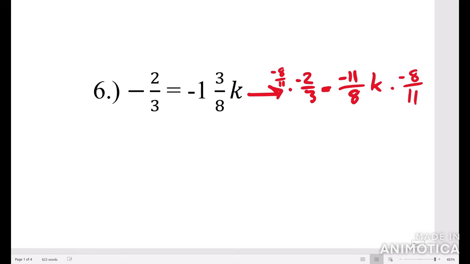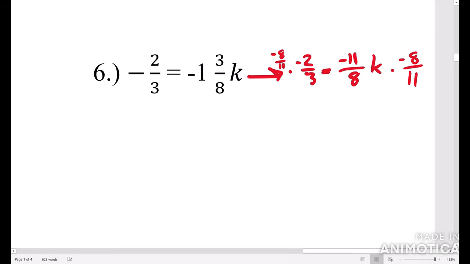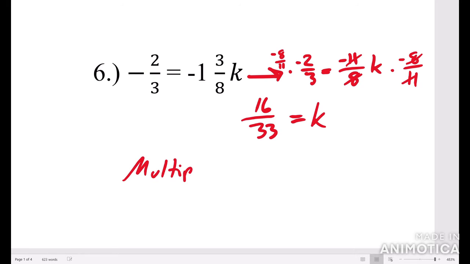And on the left side, negative 8 times negative 2 is positive 16. And 11 times 3 is 33. So I have 16 over 33. And that's going to be equal to, the 8s will cancel, the 11s will cancel, and a negative times a negative is positive. So negative k times negative 1 is positive k. So in this case, once again, I used the multiplication property of equality.